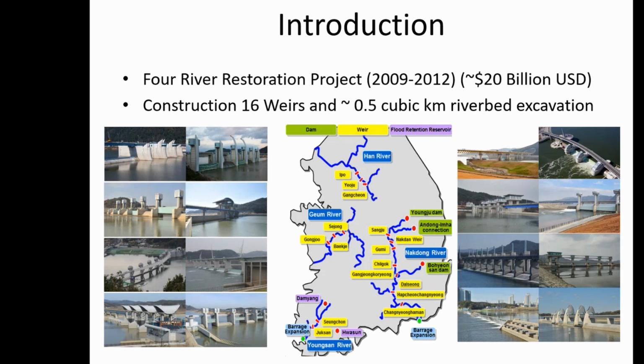So they invested a huge amount of money to build 16 of those low-head dams on the river. The Nakdong, you see the location on the Nakdong River here, the Han River up north, the Yeongsan River and Geum River here. This is mostly a sandbed river.